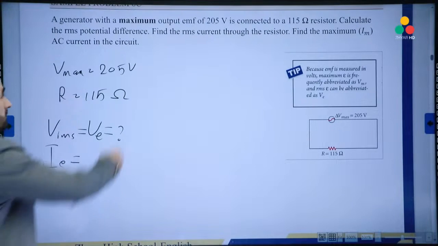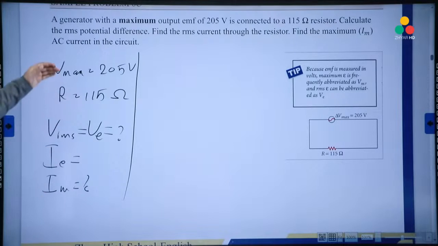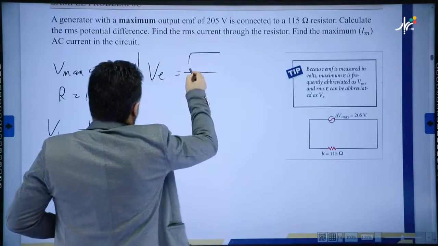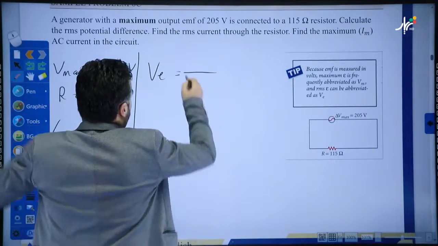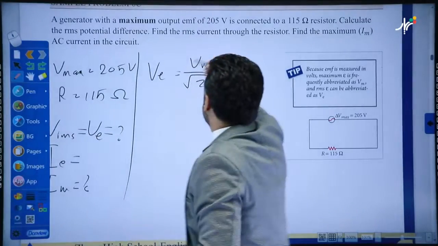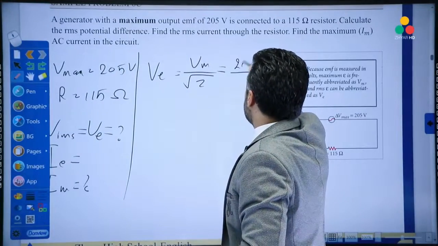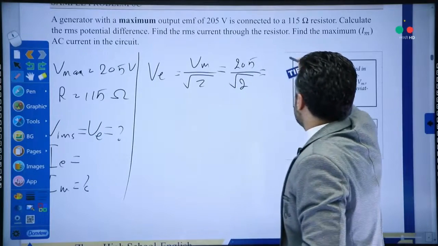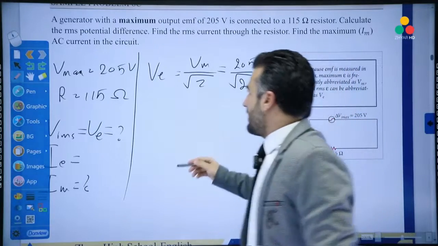Okay. Now, take a look at what I have and what I can find here. First of all, how can I find the V effective? I have Vmax, so I can easily find V effective. V effective equals Vmax over the square root of 2. Vmax in this case is 205 volts divided by the square root of 2. You do the math, of course, and you'll get the answer in volts. We'll do it in a second, okay?